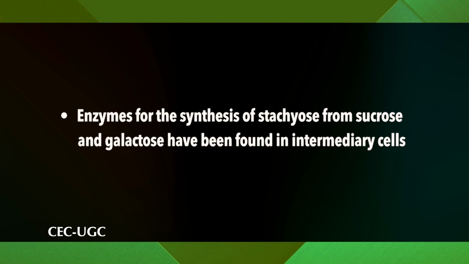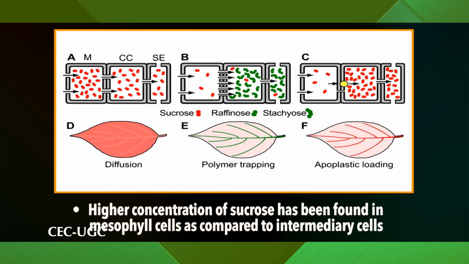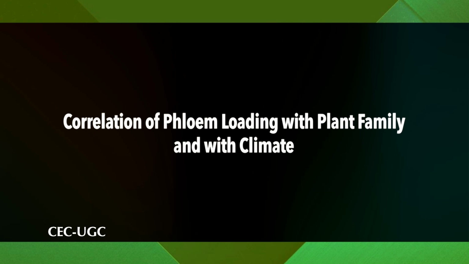Number 1, enzymes for the synthesis of stachyose from sucrose and galactose have been found in intermediary cells. Number 2, in melon, raffinose and stachyose were found in higher concentrations in intermediary cells compared to mesophyll cells. Number 3, a higher concentration of sucrose has been found in mesophyll cells as compared to intermediary cells. Finally, let's see the correlation of phloem loading with plant family and with climate.